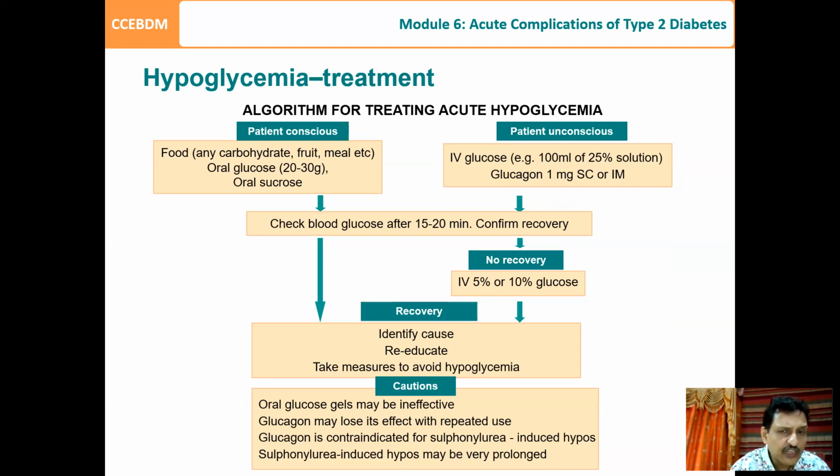Now we have to identify the cause of hypoglycemia. We have to educate the patient so that we can avoid the development of hypoglycemia in future. Sometimes the glucagon may lose its effect with repeated use. Glucose gel is not available in our country as far as my knowledge goes. Glucagon we don't give to patients who are using sulfonylurea. So glucagon is a drug for type 1 diabetic subjects.